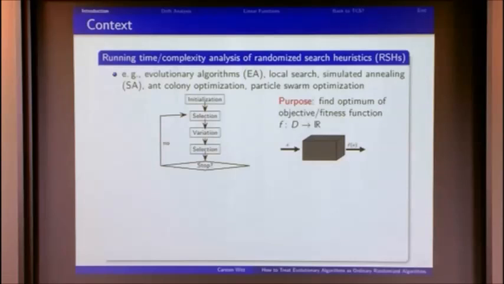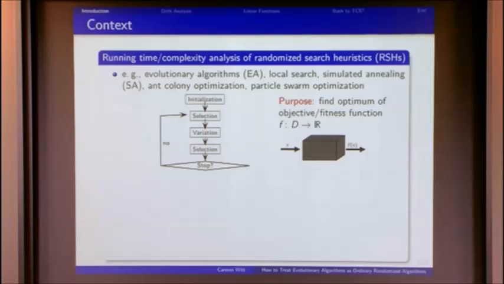They work with a set of solutions to some problem, and then they typically would run in rounds by initializing and then selecting good solutions according to some fitness, and then varying them. That could be mutation or crossover, and then they select again, and it goes on like this. And the purpose here is optimization.